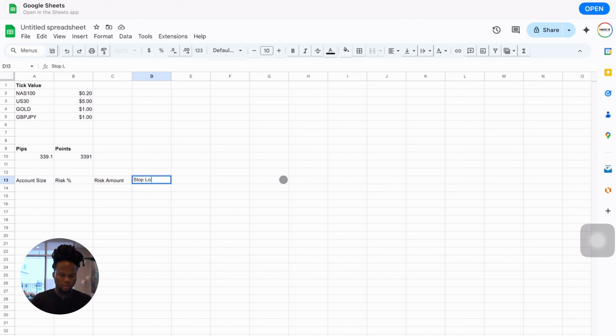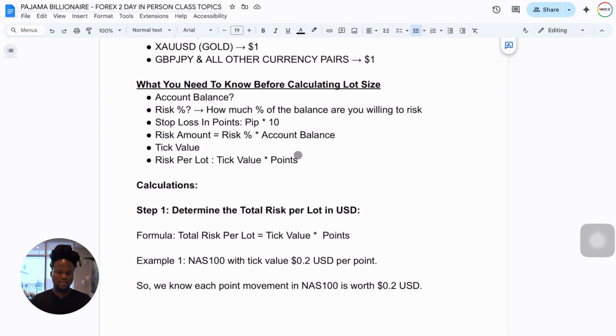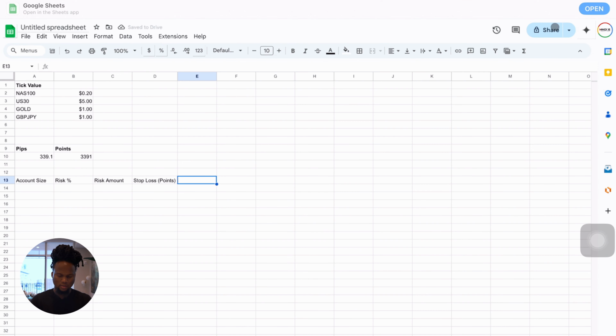Stop loss points, so risk amount, stop loss points. And from that, you're also going to need the risk per lot, right? And then you're going to have the lot size here. Cool.